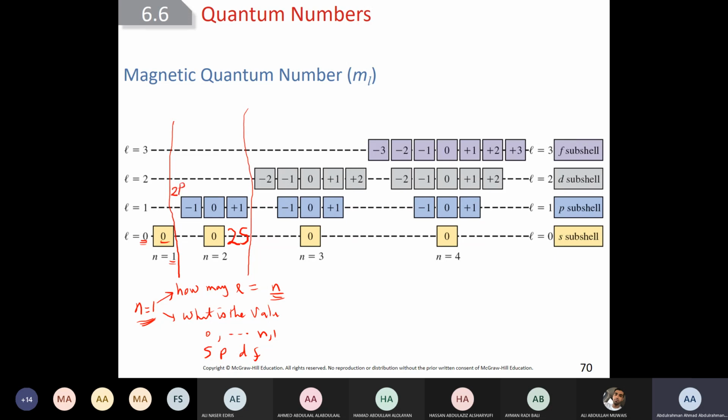And this orbital, of course, what are you going to call this orbital? What's the name for this orbital? The first one. 1s. Okay, clear?